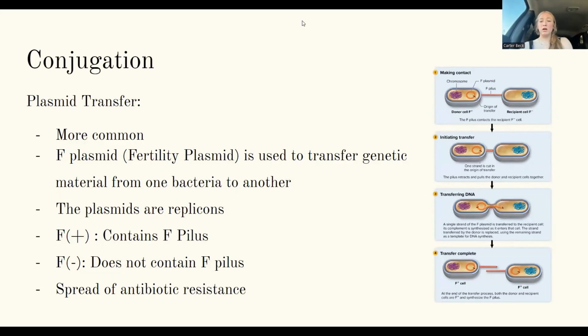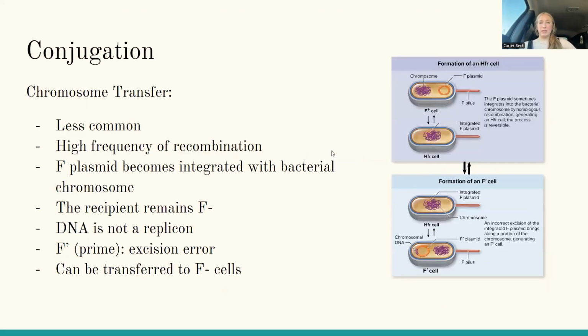The plasmids, being replicons, refers to their ability to replicate in a cell without integration into the cell's recipient chromosome. Essentially, they are able to replicate their DNA without help from the cell that they have transferred into. The spread of antibiotic resistance is a consequence of plasmid transfer because once the transfer of plasmids from one bacteria to the other is complete, the cells are both F positive.